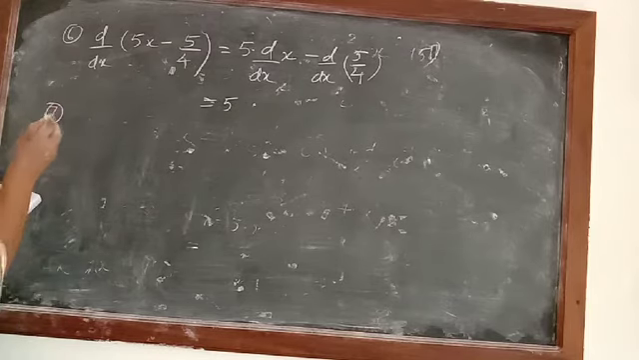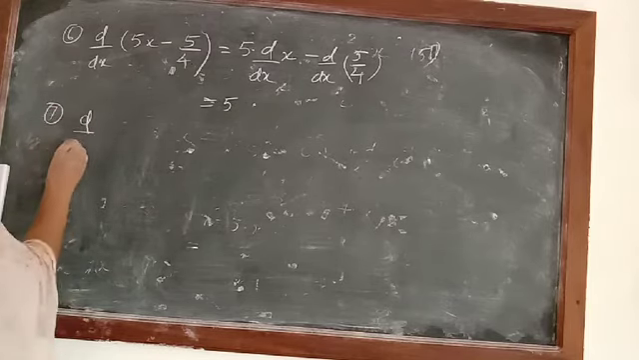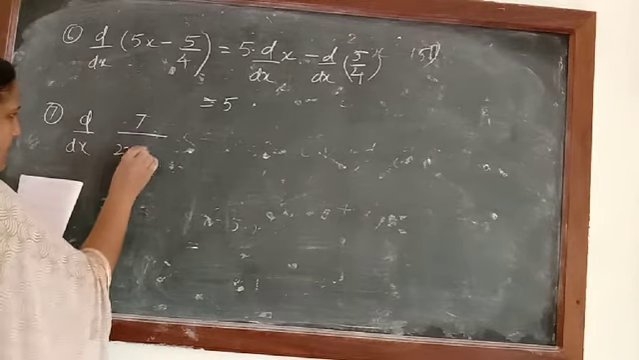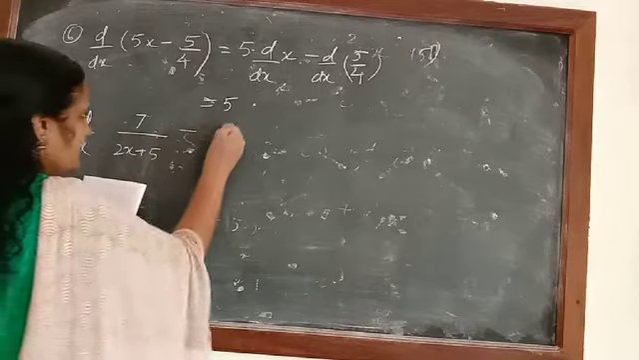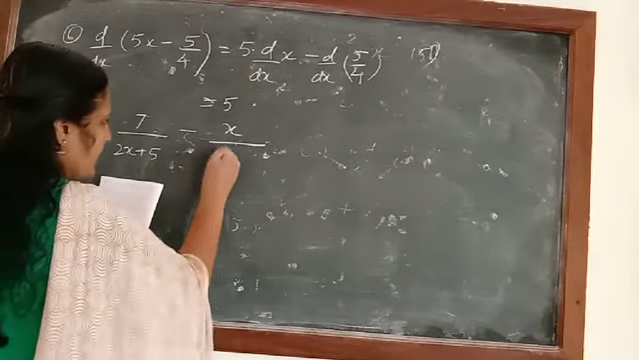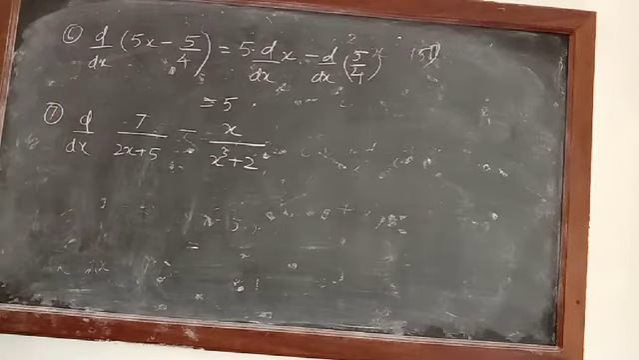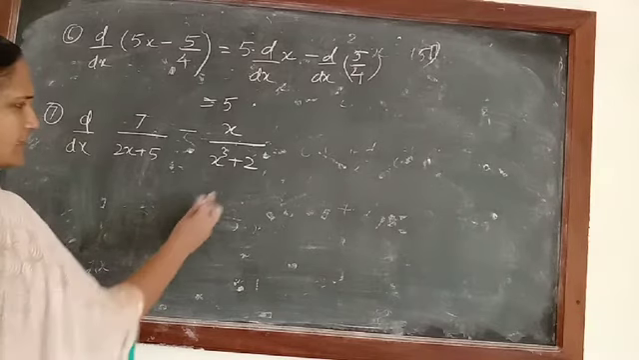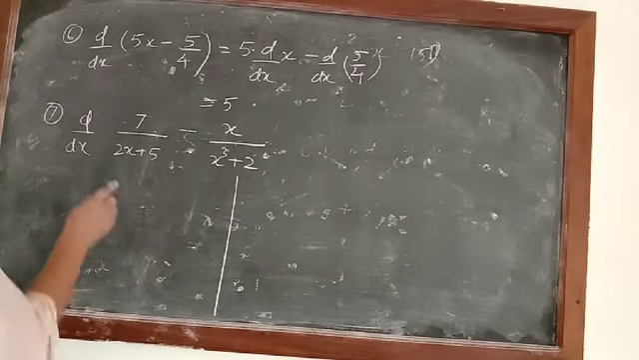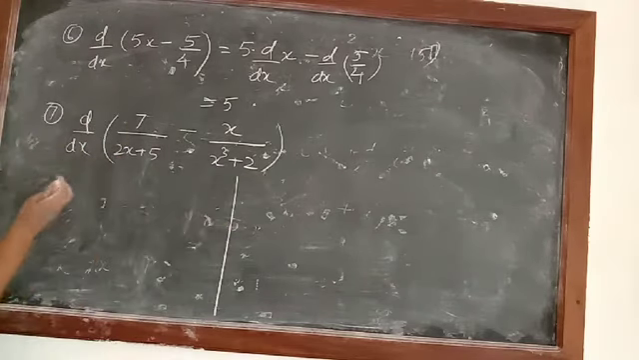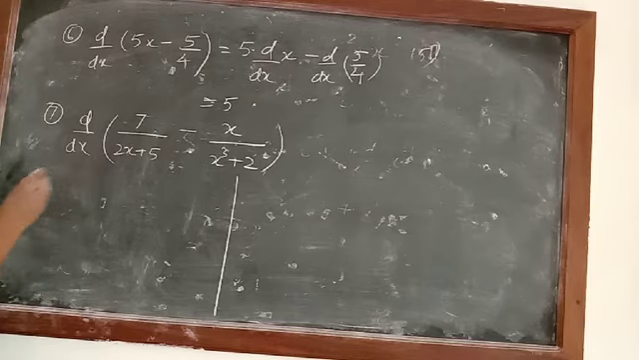Question number 7 is find d by dx of 7 by 2x plus 5 minus x by x cube plus 2. So now here we have two functions. So can we find that separately and after that we can substitute the value? Okay. So I am doing the differentiation of the first one. So according to the formula of division, what is that formula?